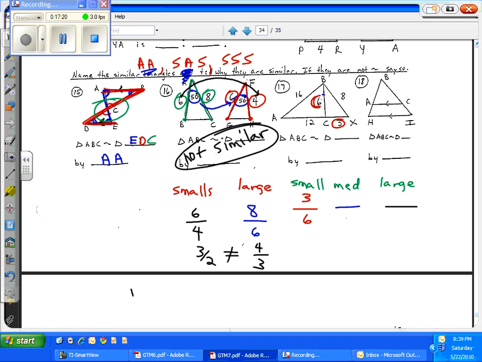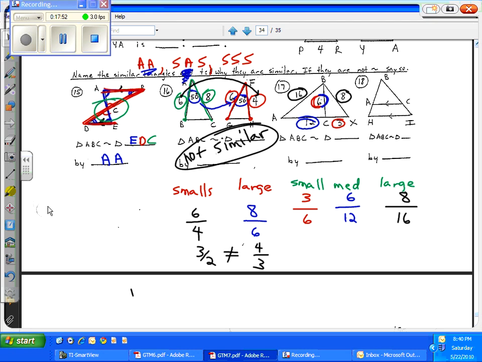The medium of the little triangle is 6. See, that's the small of the big one and the medium of the little one. The medium of the big one is 12, and so we have medium 6, medium 12. The large of the right one is 8. The large of the left one is 16, so we put small over small, medium over medium, and large over large.